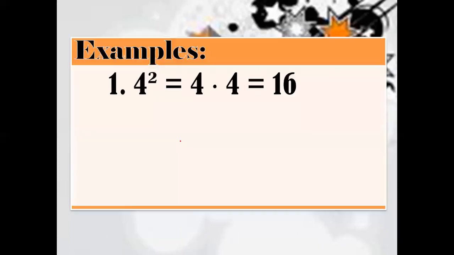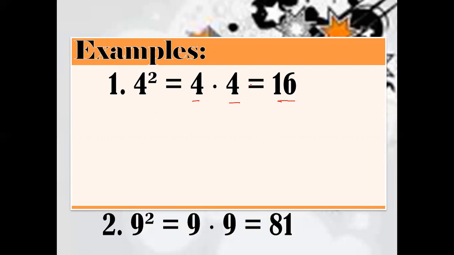Next, examples. Let's say square 4. So we have now the expression 4 squared. And 4 squared is equal to 4 times 4. And 4 times 4 is equal to 16. So 16 is an example of a perfect square number.